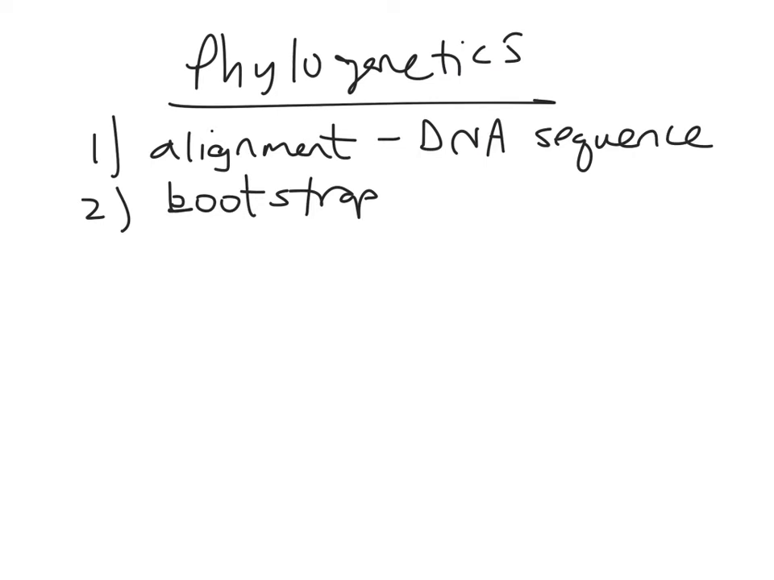Bootstrapping is something you can do with any sort of tree, regardless of what traits it's built on: DNA, morphology, physiology, behavior, whatever. So bootstrapping is not specific to DNA sequence alignments, in other words. But if you were going to build a DNA sequence-based tree, you'd have to do the alignment first, then you'd bootstrap.